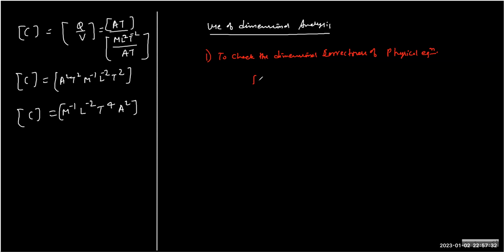So you know the formula S equals UT plus half AT square. What you are trying to express is S, right? S is displacement. Dimensional correctness means what you are writing on the left and what you are writing on the right must be dimensionally the same.